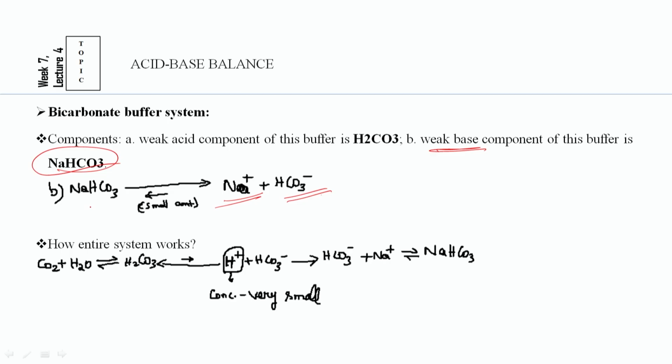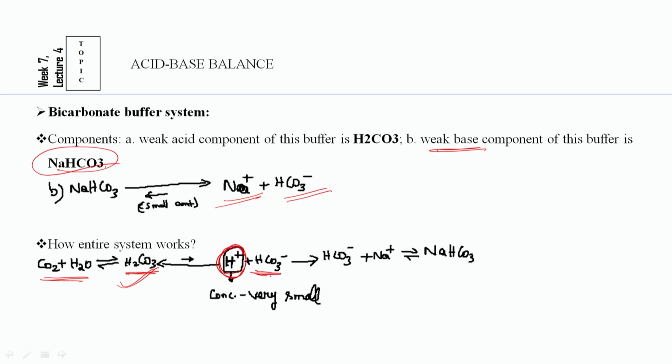Now, how does the bicarbonate buffer system work in total? The first reaction is that carbon dioxide, as a result of cellular respiration, reacts with the water inside the cell and forms carbonic acid. Clear? Then next, you have seen that hydrogen ion reacts with the bicarbonate ion, HCO3 minus, and that also favors carbonic acid production. But the reverse is very small, as the concentration of the H plus ion is very small, let us consider.